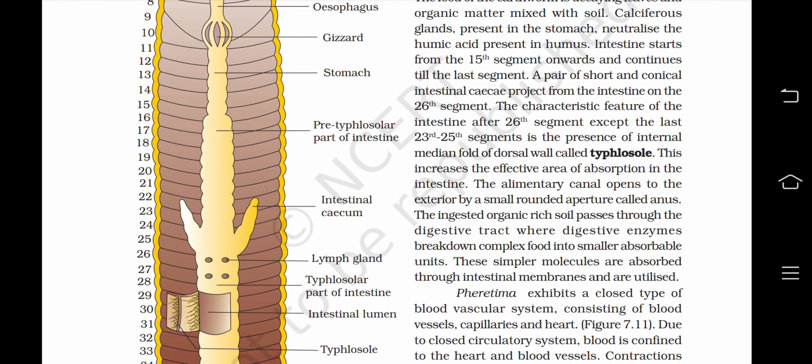The ingested organic-rich soil passes through the digestive tract, where digestive enzymes break down complex food into smaller absorbable units. These simpler molecules are absorbed through intestinal membranes and are utilized.